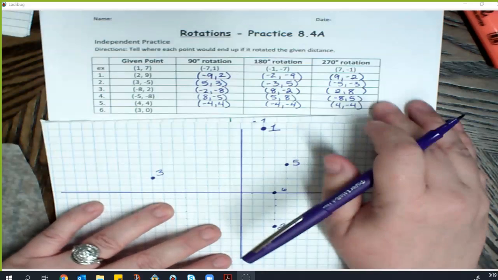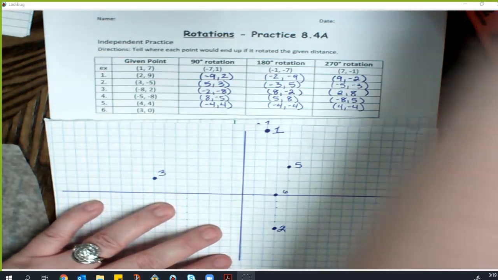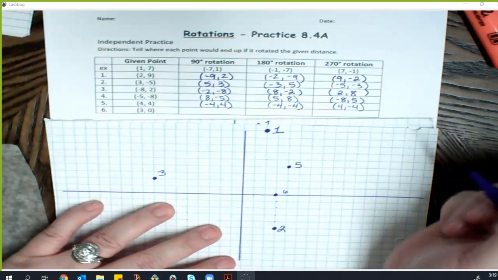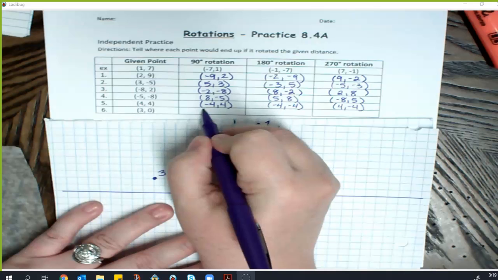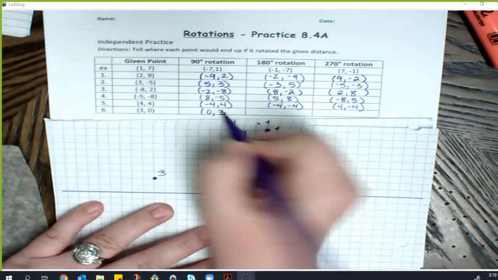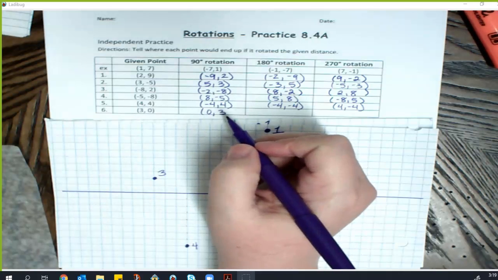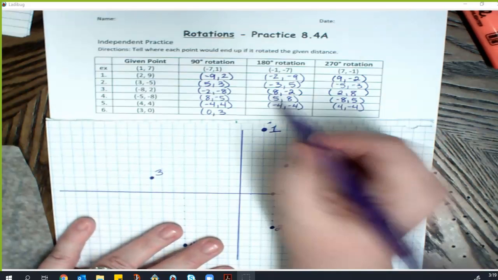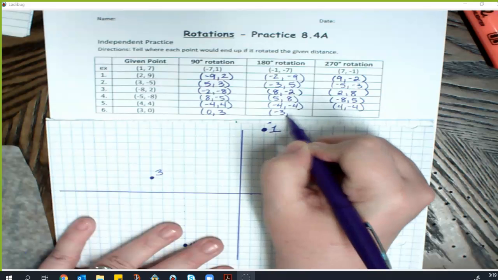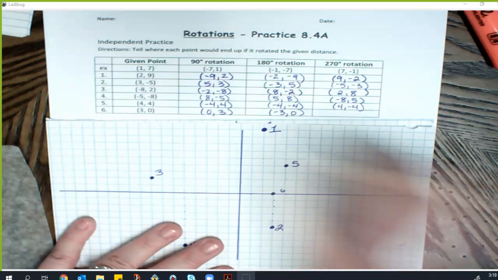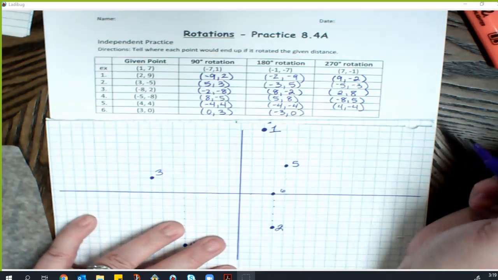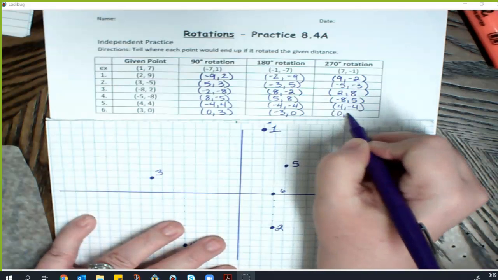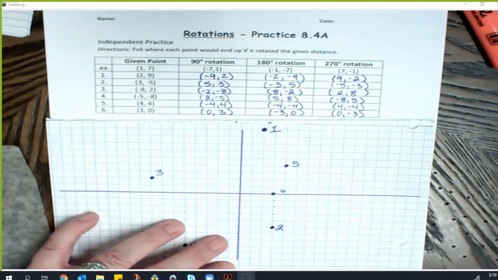All right, we're on number 6. 0, 0, 3. So number 6, 90 degrees would be at 0, 3. What about 180 degrees? Negative 3, 0. Oh, I forgot to end my ordered pair. And then 270. 0, negative 3. Anybody need to see me rotate those?